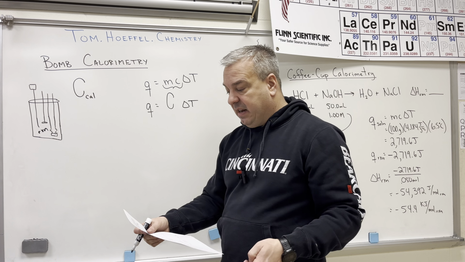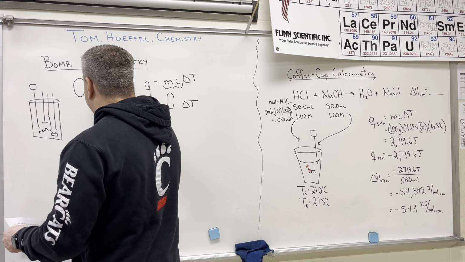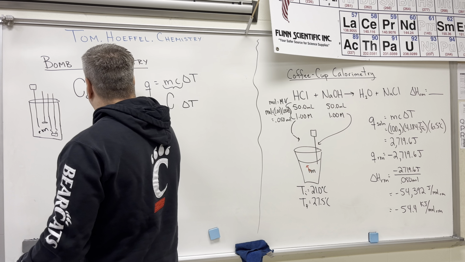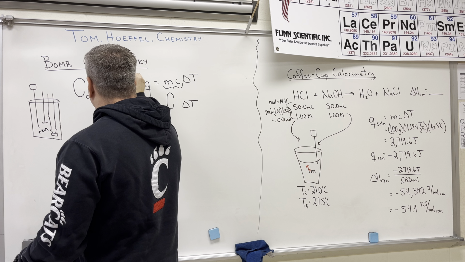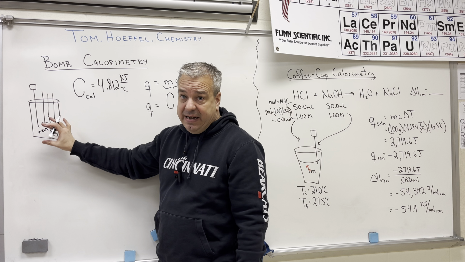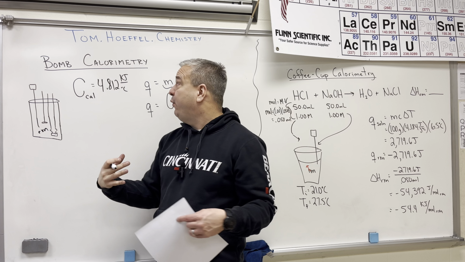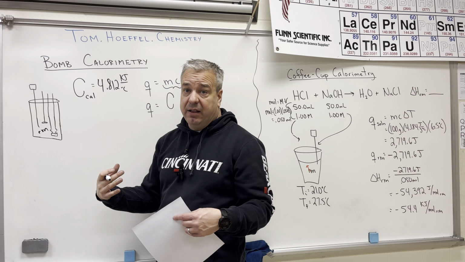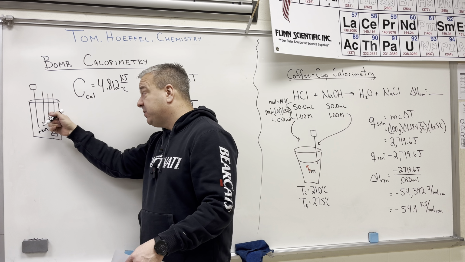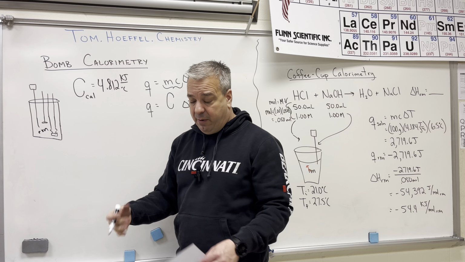The first thing it tells us is that the heat capacity of this calorimeter is 4.812 kilojoules per degree Celsius. So as this calorimeter heats up a degree Celsius, that means it's absorbing 4.812 kilojoules. If it heats up 2 degrees Celsius, it would be 2 chunks of the 4.812.